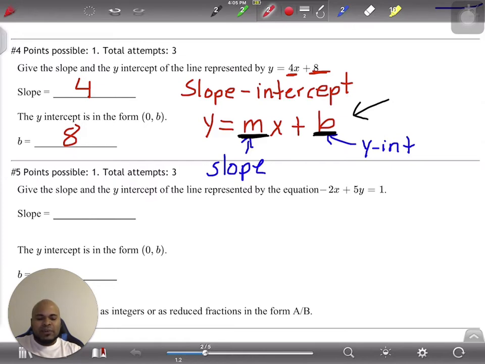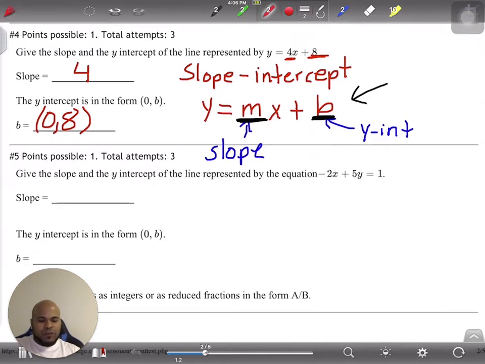Notice that it says the y-intercept is in the form of (0, b). Because if I plug in 0 for x like we did last time, you completely ignore that term, and hopefully you will say that the answer is y equals 8. So when you enter your answer, you have to write down (0, 8). Your answer is not just a number, your answer must be a point. All right, let's move on.